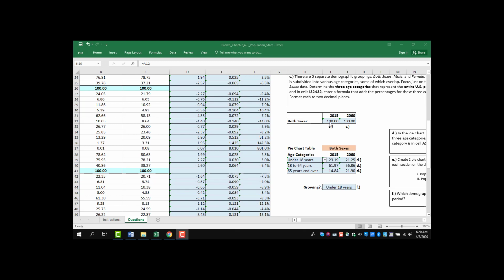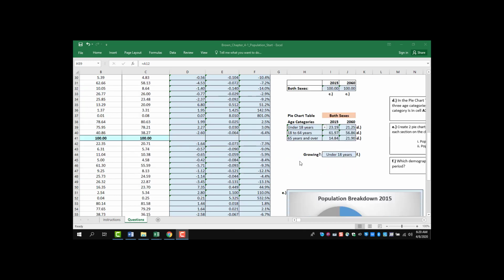You can see I have 100% up here and 100% here because I added the 3 age categories that would give me all of the population. Down here I chose under 18, 18 to 64, and 65 and over, and I put in the percentages for each one. I'll leave that one to you, that one's wrong, right?